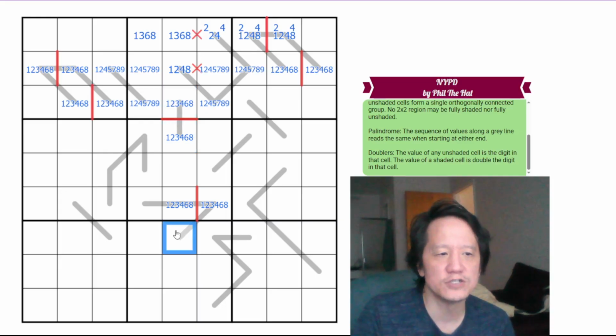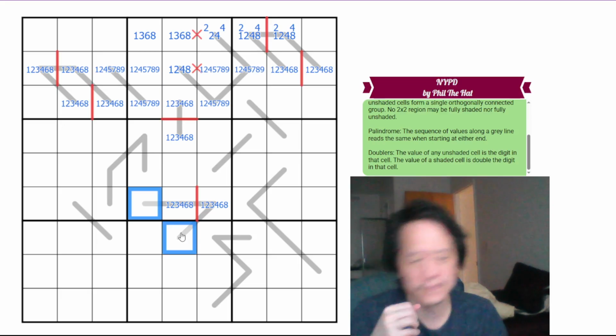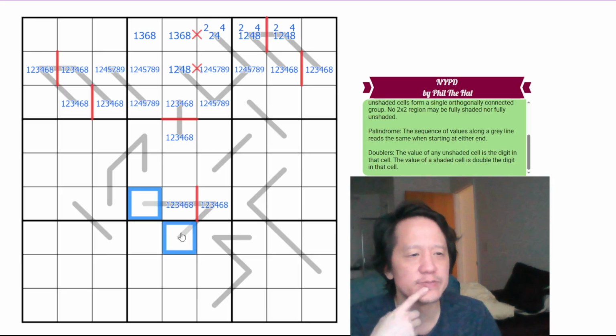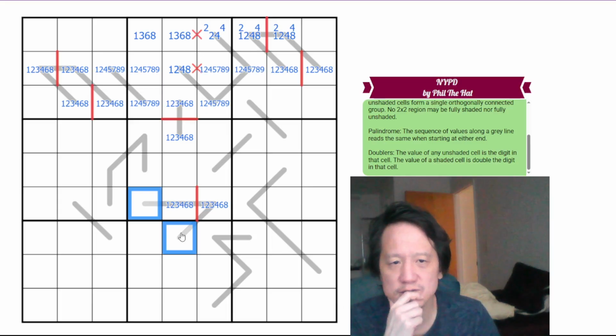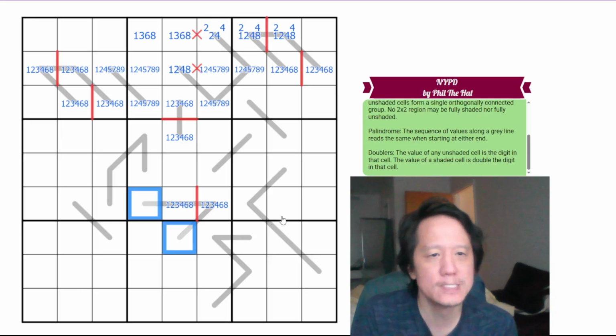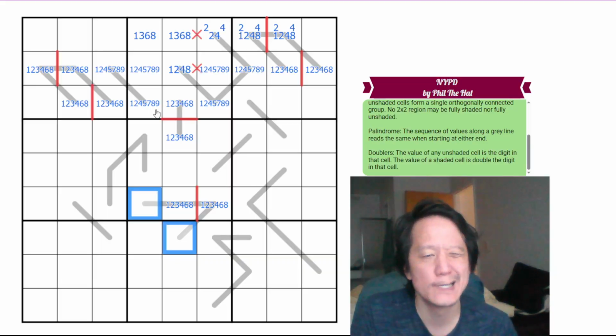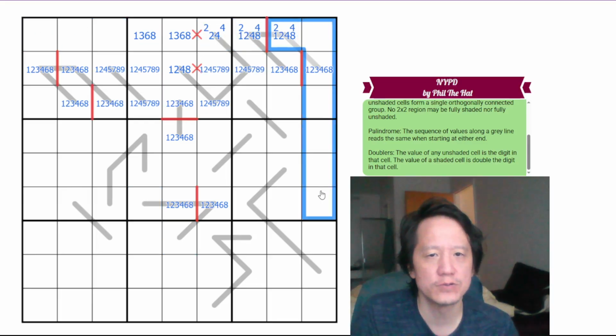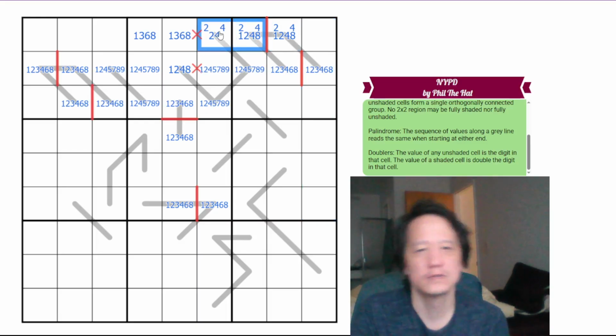Interesting. So this digit, I guess it could be 3. It could be with a different digit. So we're not necessarily removing possibilities of 3, 6. Okay. So this is one split here. Don't know where the next one is.